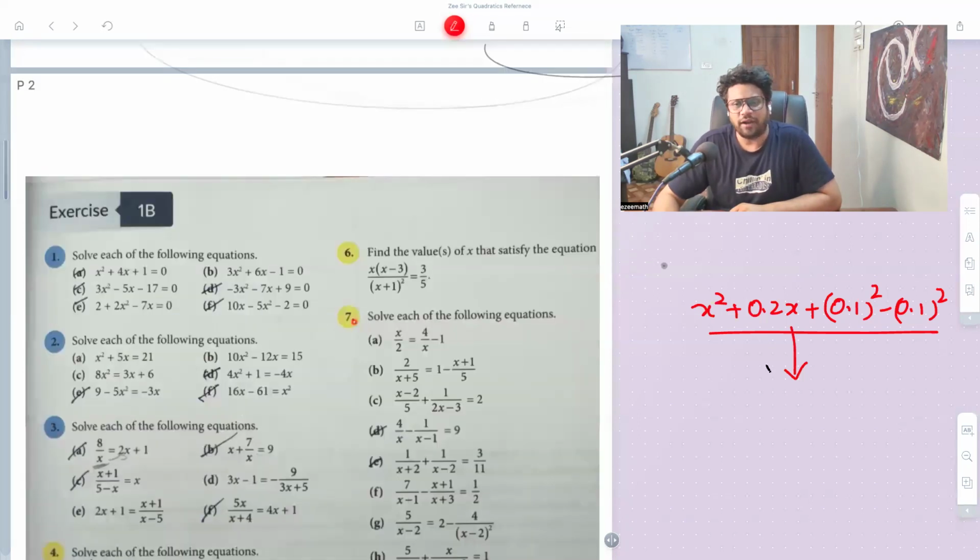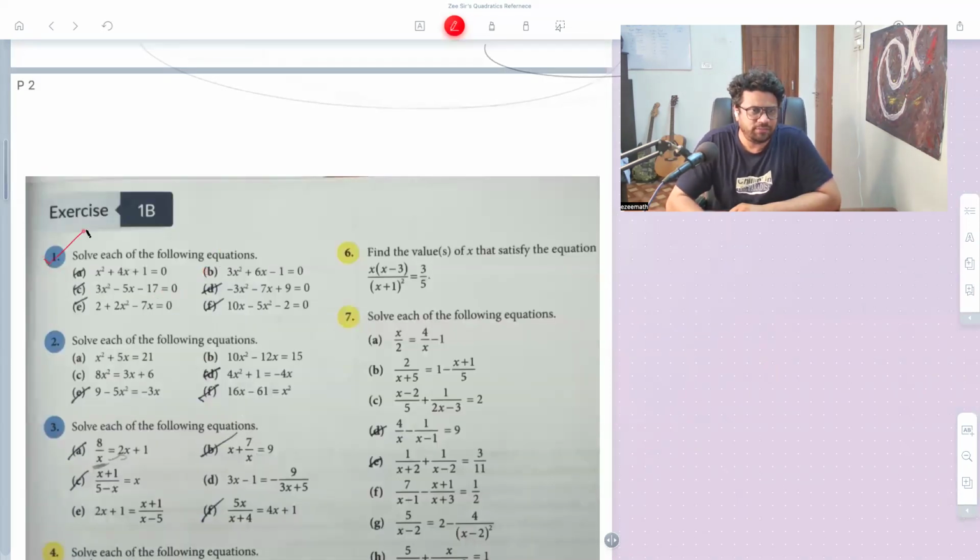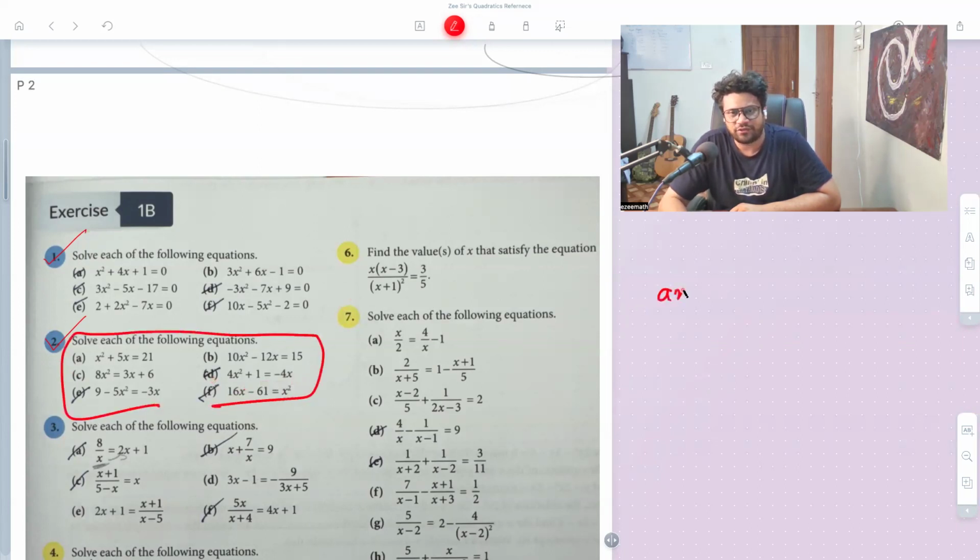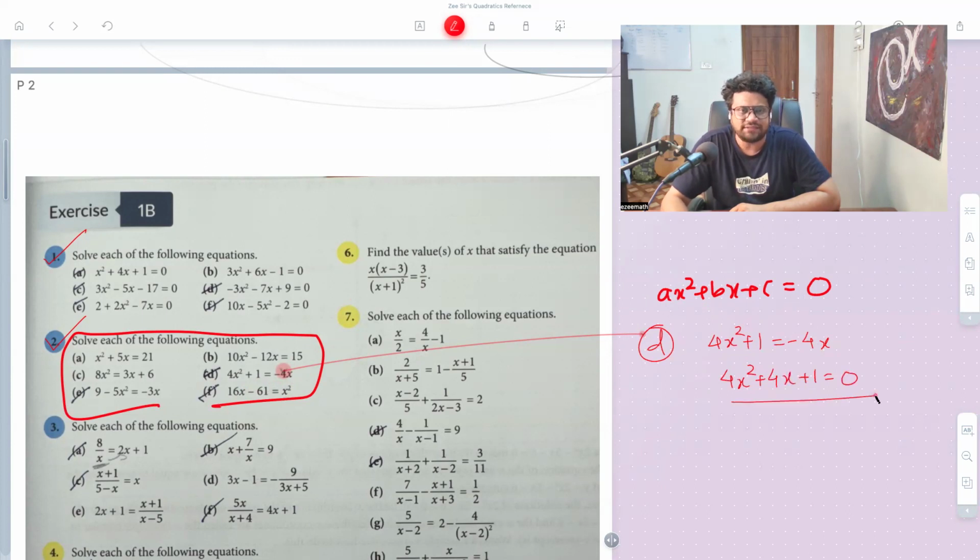Okay. Coming to part B, I would like to say that this one and this one, these two are almost the same. Just remember, you're going to have to bring these to the form ax squared plus bx plus c equal to 0. Only then can you do it. I'll give you an example. Let's look at the D one. It's 4x squared plus 1 equals negative 4x. Well, you can change this to 4x squared plus 4x plus 1 equal to 0. Now it is in the form, you can solve it using the quadratic formula or whatever method works for you.